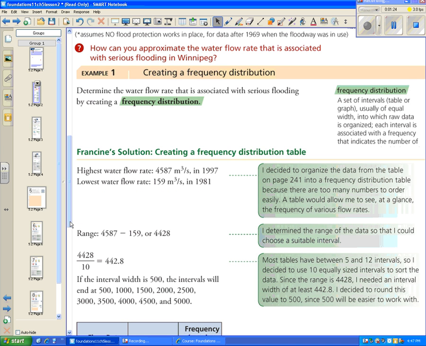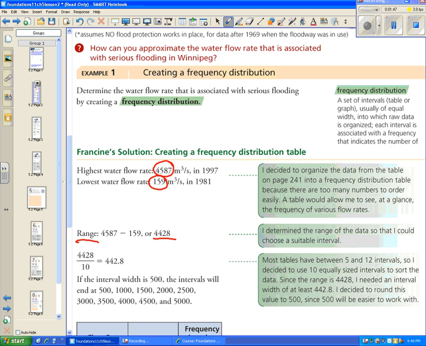So let's look at Francine's solution. She's creating a frequency distribution table. In order to create a frequency distribution table, we have to find our range. We do that by taking our highest flow rate and subtracting our lowest flow rate from it. So that gives us 4428.